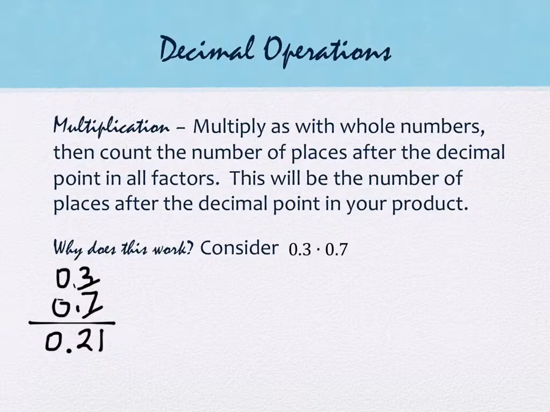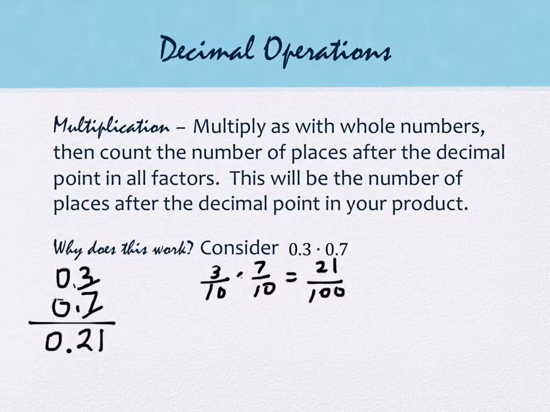So again, why does it work? Well, let's consider writing 3 over 10 as our fraction that corresponds to 3 tenths, and the same thing for the 7 tenths. Now I know we could multiply things out differently, but the main idea is it's just plain old multiplication. So you've got 3 times 7, which is 21. You've got 10 times 10, which is 100. And this ends up being the same thing I had before, 21 hundredths.